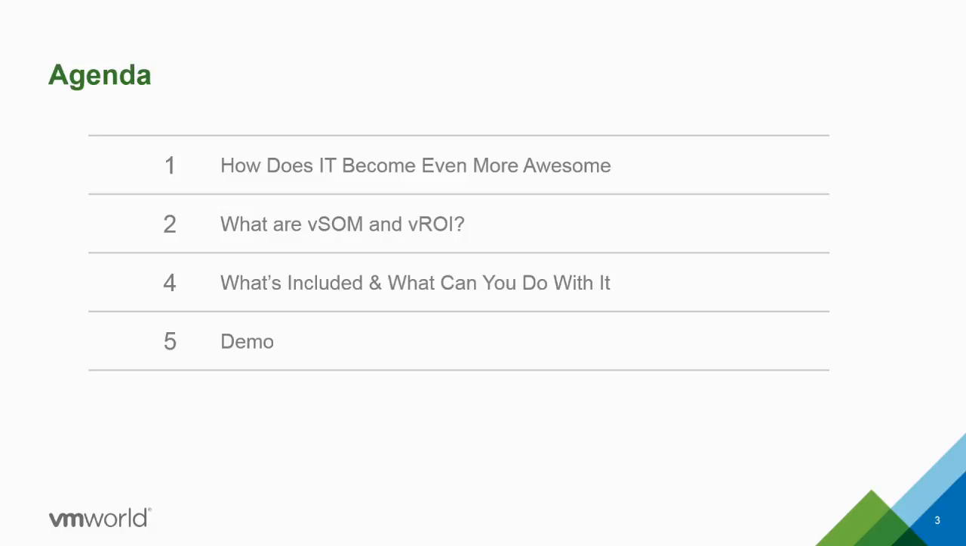All right. So before we get started, just want to get a quick show of hands. Who here is aware of what vSOM is? Oh, that's a good number. Who's aware of what vROI is? Okay, subset. So that's good. Perfect. So there's a good chunk of folks here who will benefit from some of the quick overview stuff.